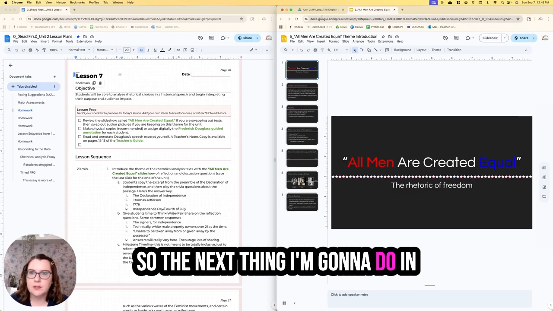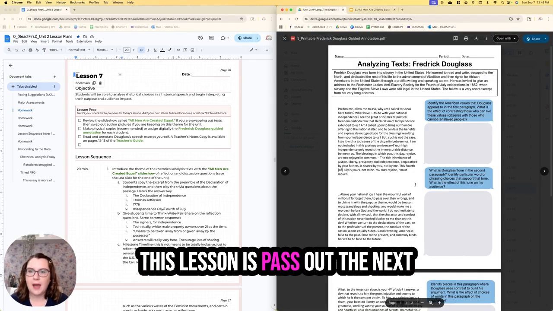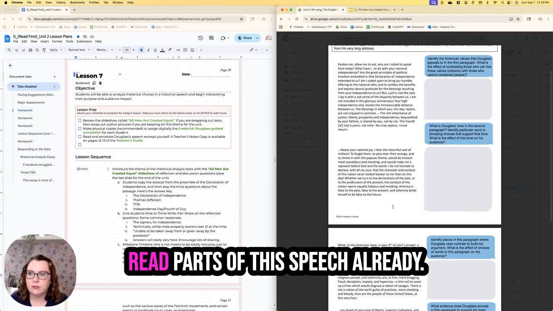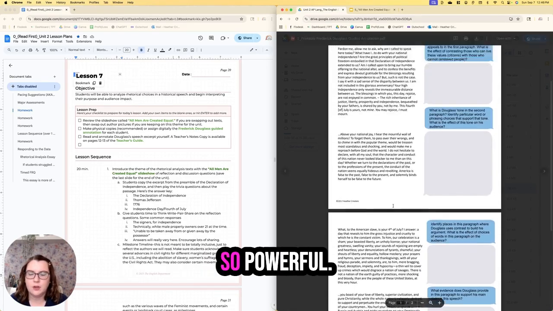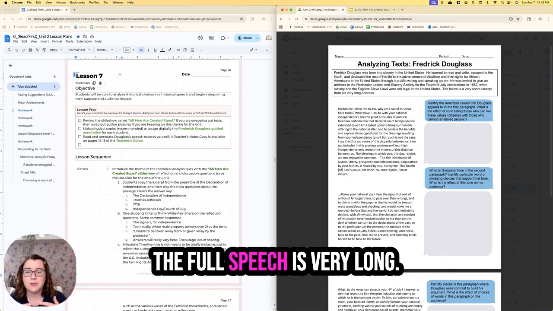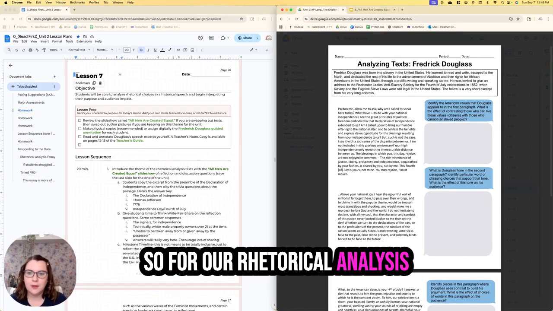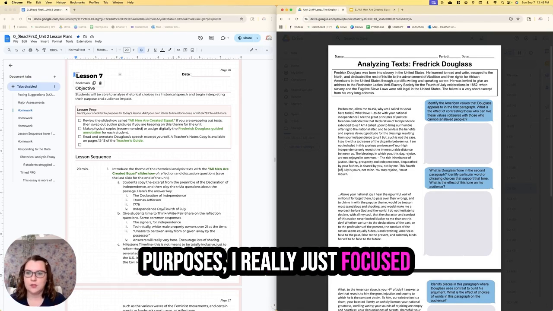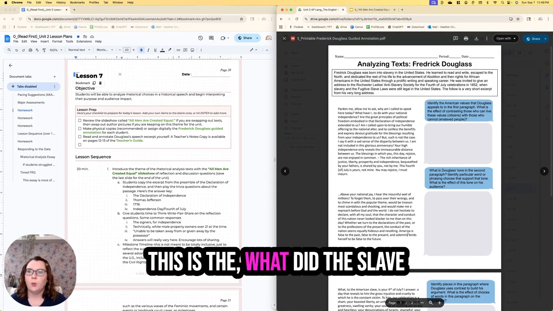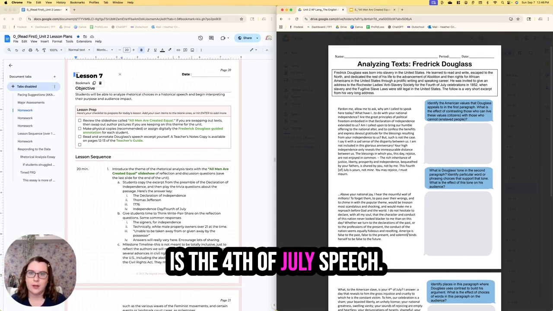So the next thing I'm going to do in this lesson is pass out the next of our analyzing text documents. Students may or may not have read parts of this speech already. It's so powerful. This is just excerpts from it because the full speech is very long. So for our rhetorical analysis purposes, I think I just pulled like 5 paragraphs from it. This is the What to the Slave is the 4th of July speech.